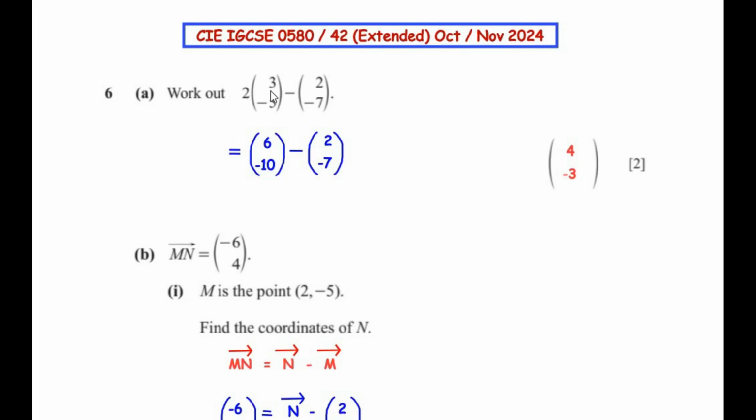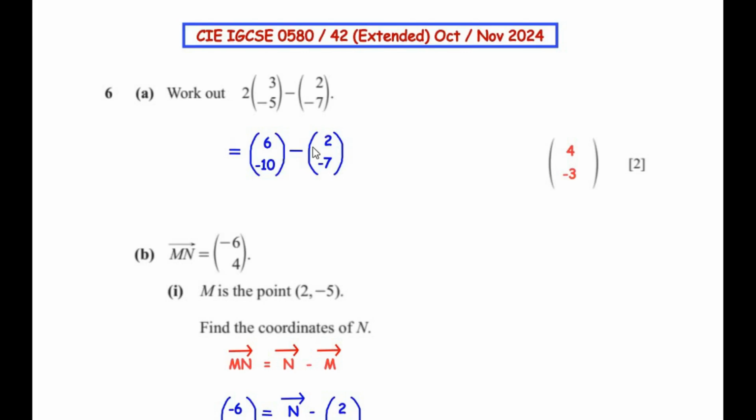Work out 2 times the column vector 3, minus 5, minus the column vector 2, minus 7. Now here we need to perform some basic operations starting with multiplication between 2 and this column vector. So here you can see that we have multiplied 2 with 3 giving us 6 and 2 times negative 5 gives us negative 10, minus 2, minus 7.